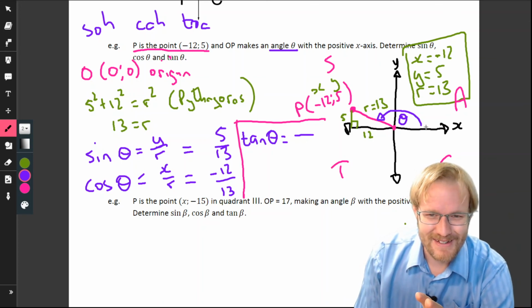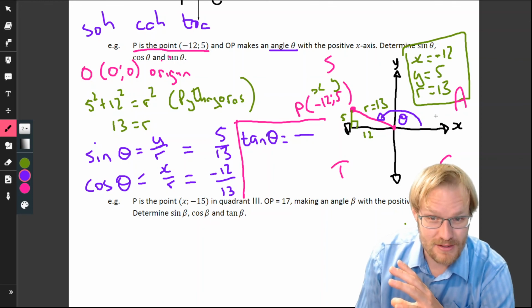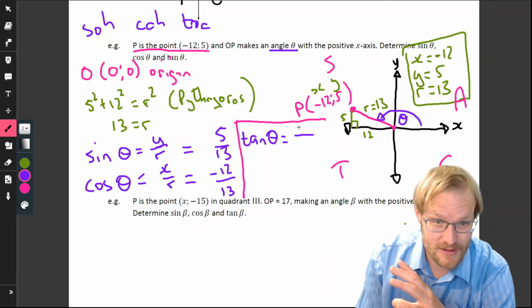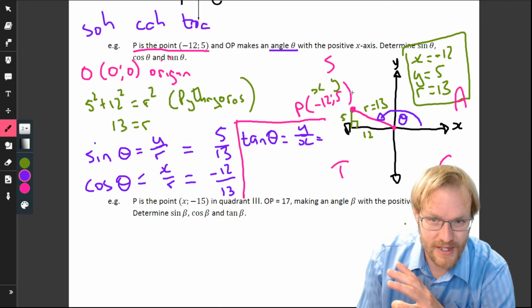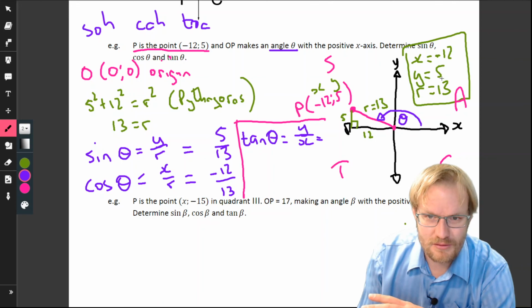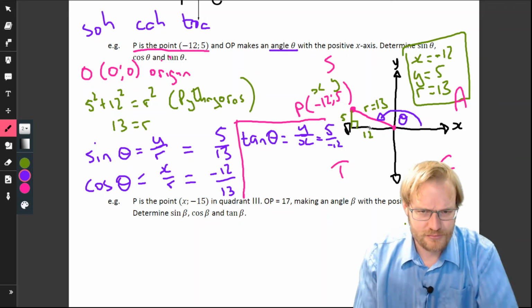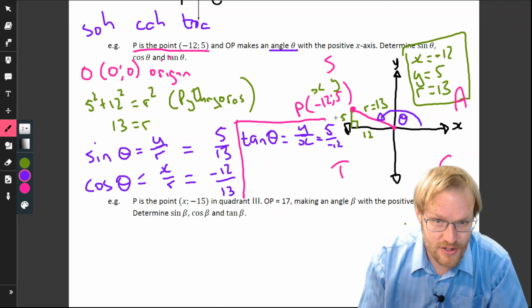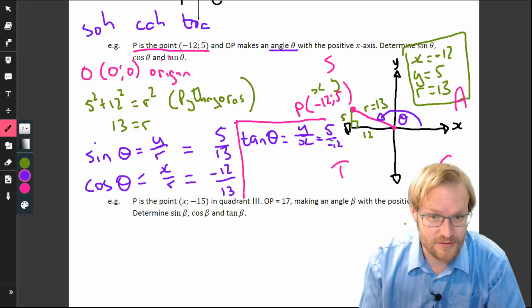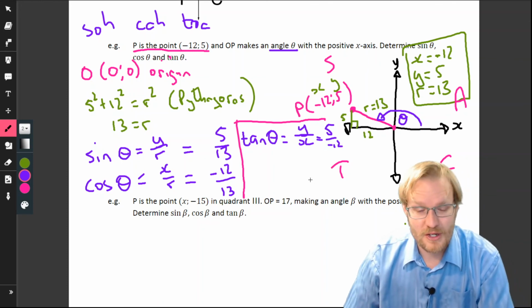So we've got tan theta. Now tan is opposite over adjacent. Remember I was saying opposite is this guy here, the y value, and the adjacent is x. So it's opposite over adjacent, it's y over x. And our y value here, we can read it off as 5, or we wrote it here, is 5. And our x value is negative 12. So it's 5 over negative 12. That should be negative because sine's the only positive thing here. Yes, it is negative. Okay, and that's how we're going to do those.